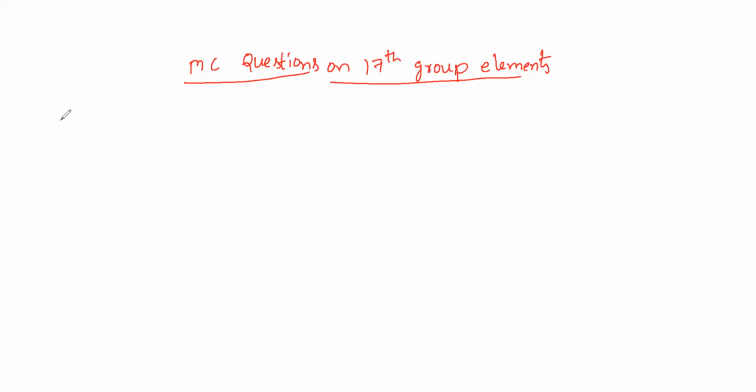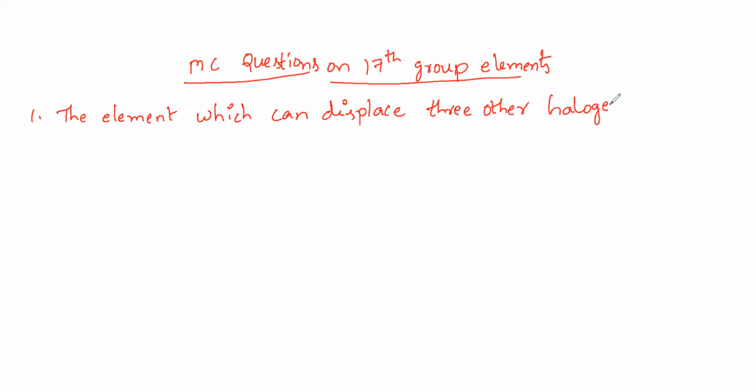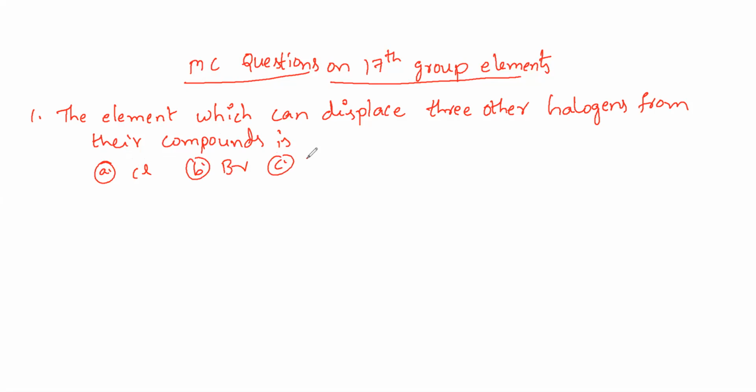Question number one. The element which can displace three other halogens from their compounds is: option one, chlorine; option two, bromine; option three, iodine; and option four, fluorine. So the three others are fluorine, bromine, and iodine.